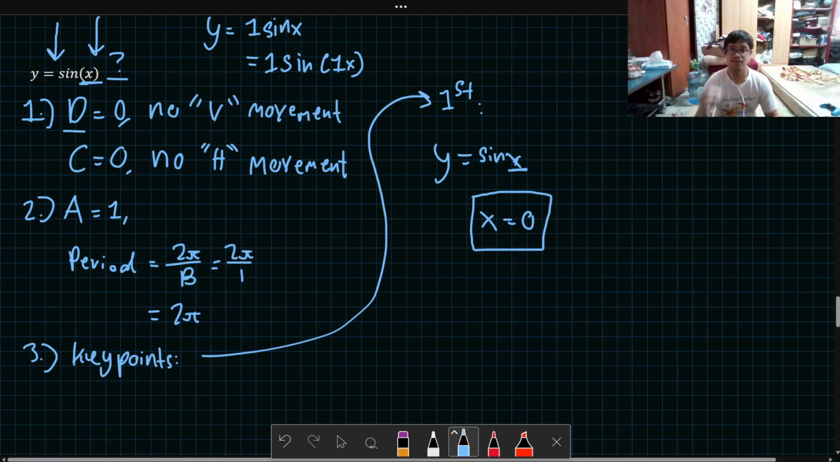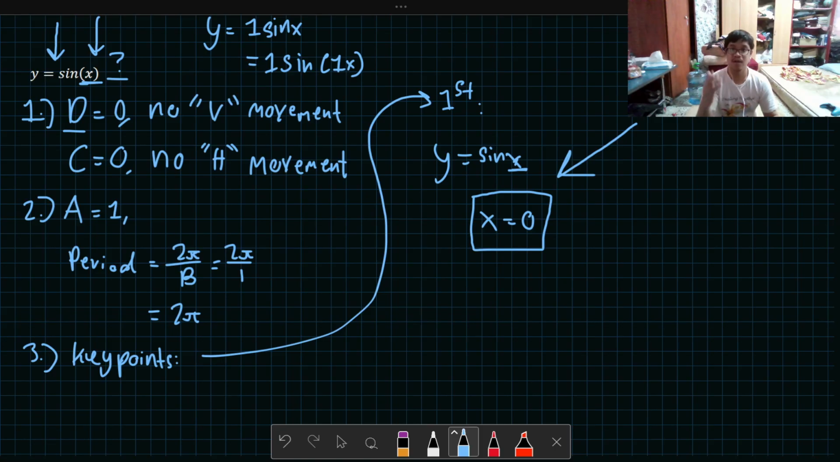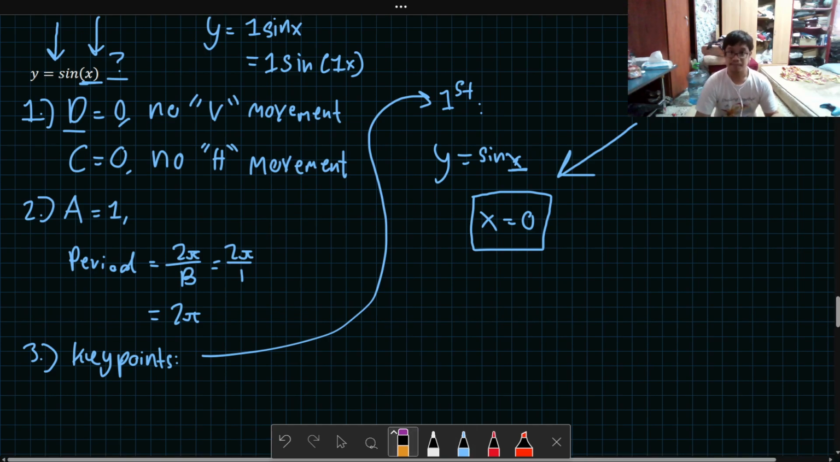Okay, because once you found your x value, that will be the location of your first key point, or the starting point of your x coordinate. So with that, this is already your x. Okay, so this is the moment where you will find the y-intercept of the graph. We found the x of your first key point, but we need to find its y.